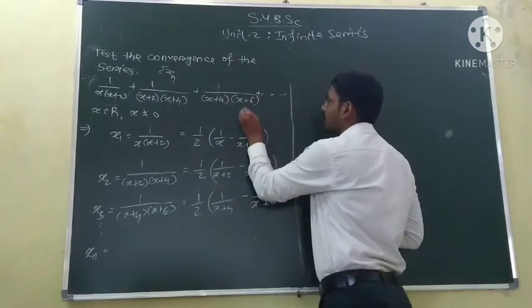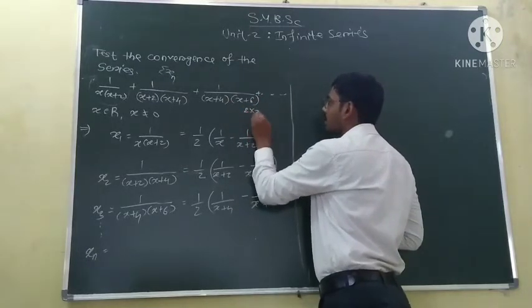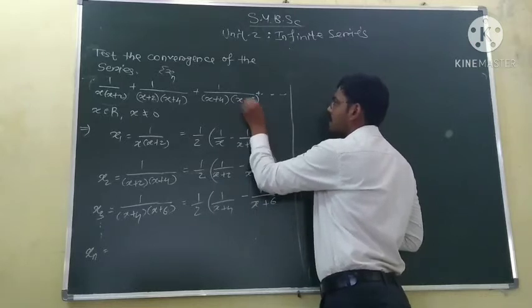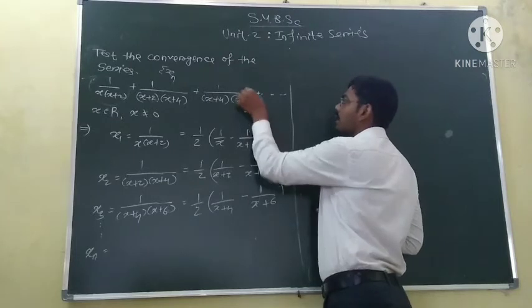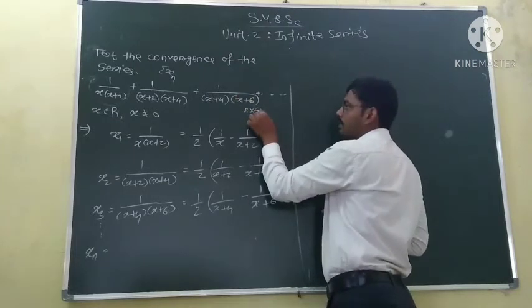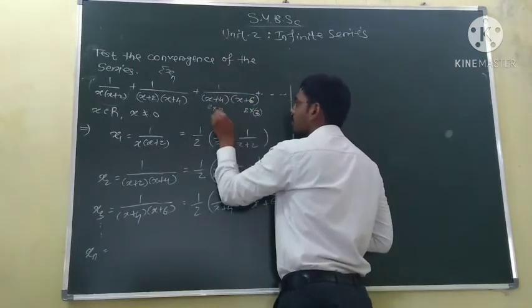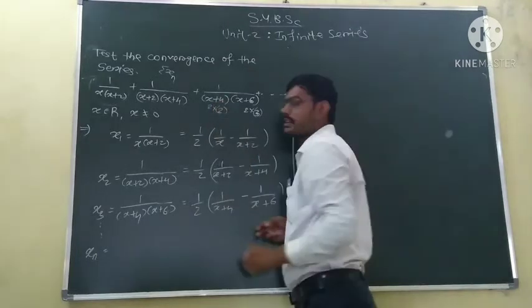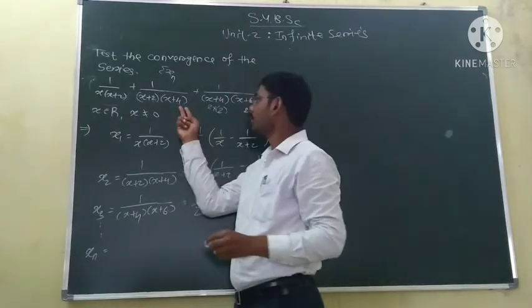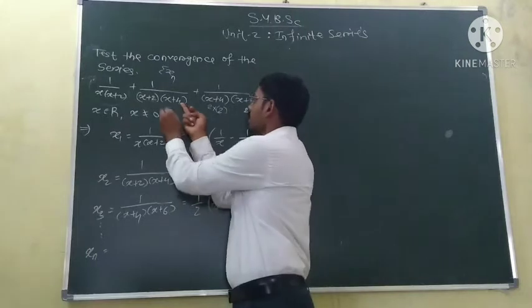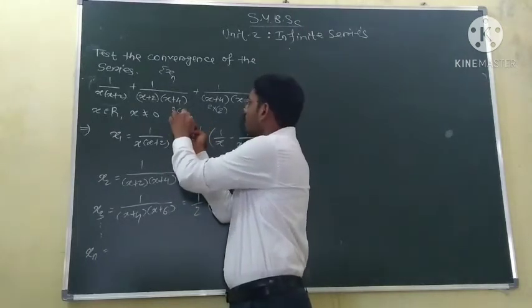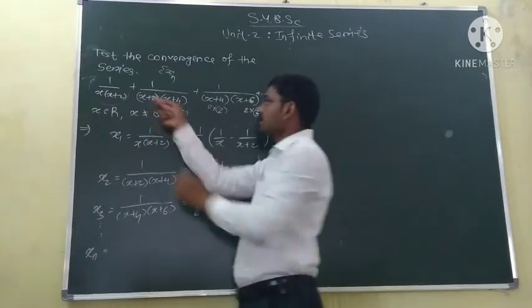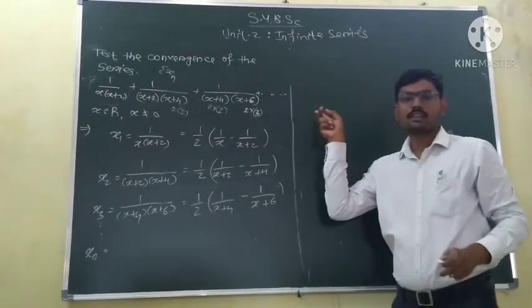Okay, you see the third term, 2 times 3. In the third term, 6 is x plus 6, and 6 comes as 2 times 3, and 3 is the third term, so 3 minus 1 is 2, and 2 into 2 is 4. Similarly, in the second term, this will be 2 times the second term, so 2 minus 1 is 1, and 2 into 1 is 2. This is the pattern for this series.